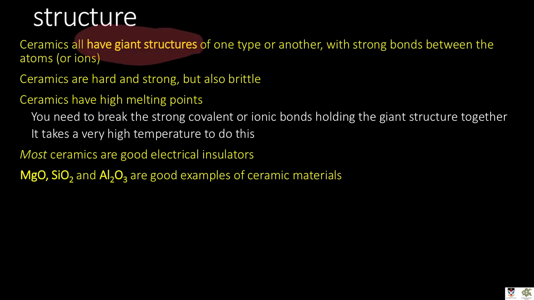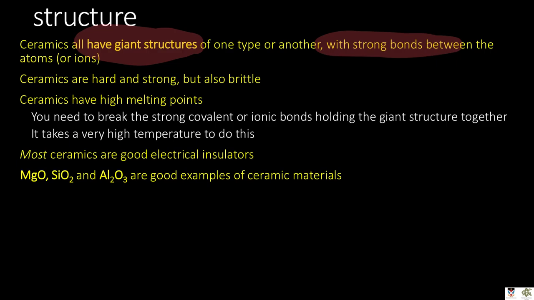These giant structures could either be giant ionic structures, but also giant covalent. Whenever we have these giant ionic and giant covalent structures, we have very strong bonds between all of the atoms or the ions within that structure. Remember, a giant structure contains billions of ions or billions of atoms, depending on whether it's giant ionic or giant covalent. If you wanted to melt one of these structures, you would need an enormous amount of energy to break all of those strong ionic and covalent bonds.